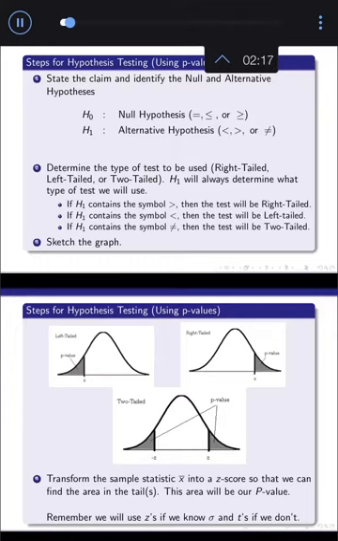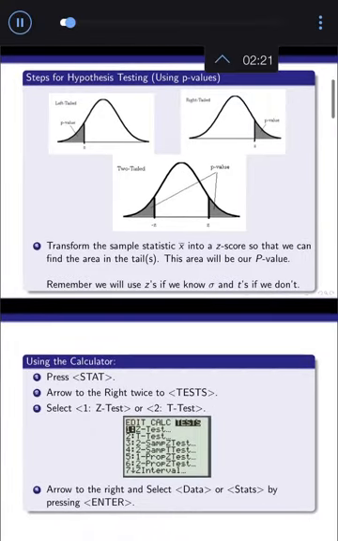Then we can sketch a graph, and the p-value will just end up being the area in the tail, or tails if it's a two-tailed test. Then we can run the appropriate test in our calculator, which will find a z value or a t value, and it will also calculate our p value, the area in the tail or tails, for us.